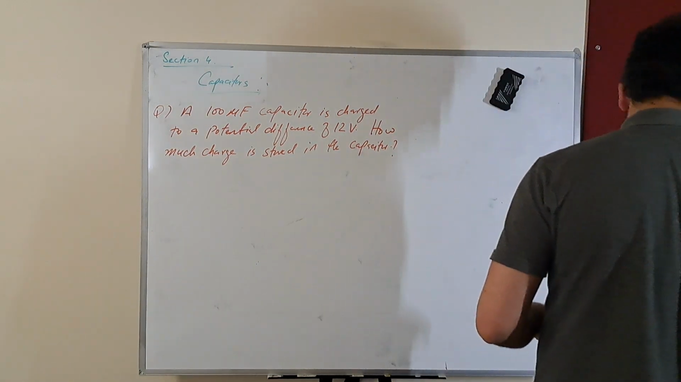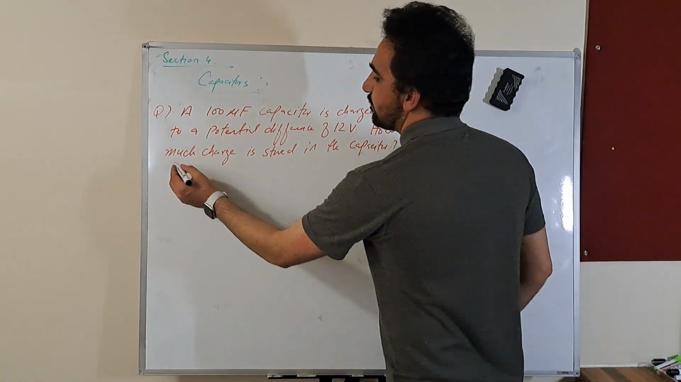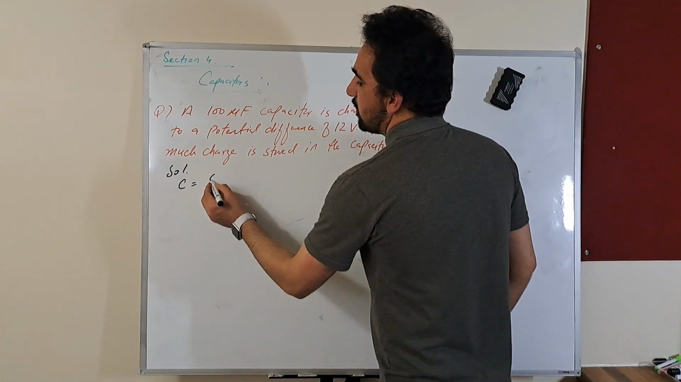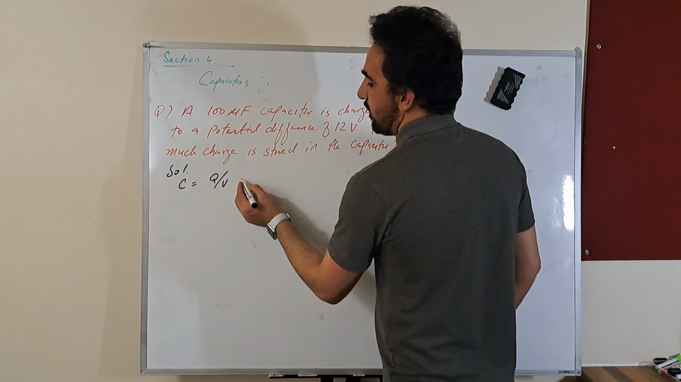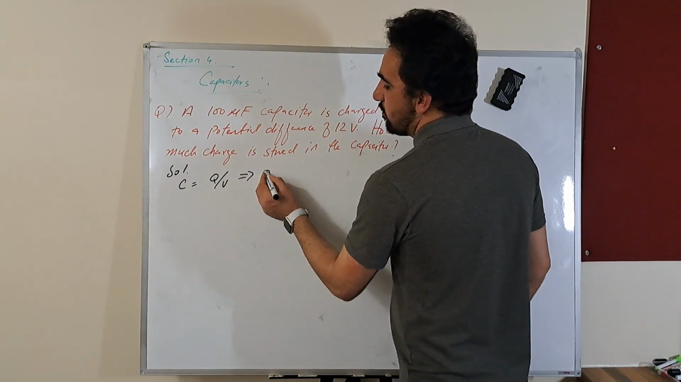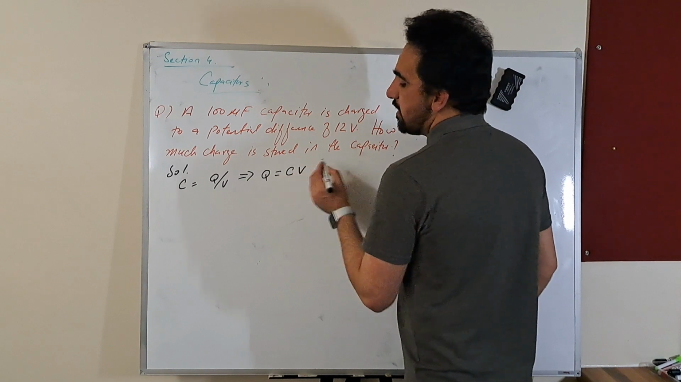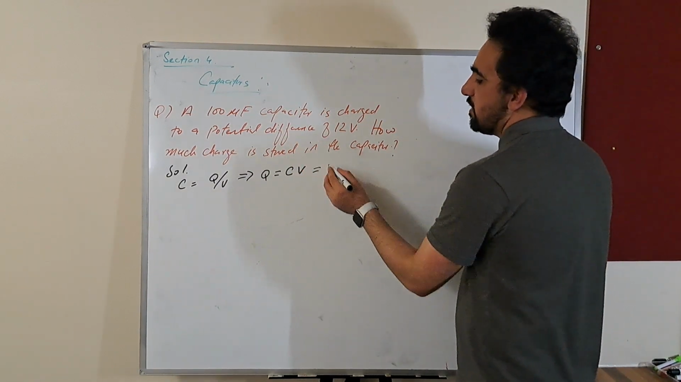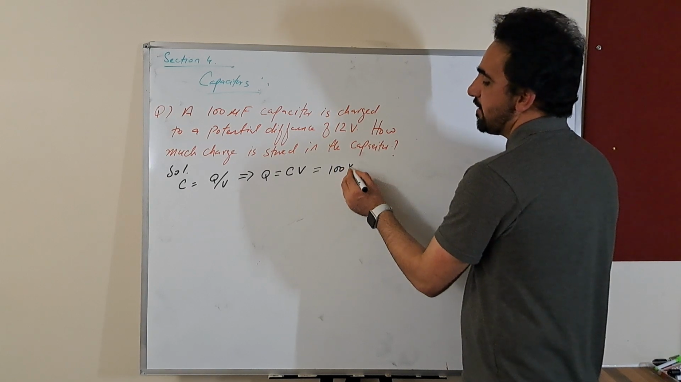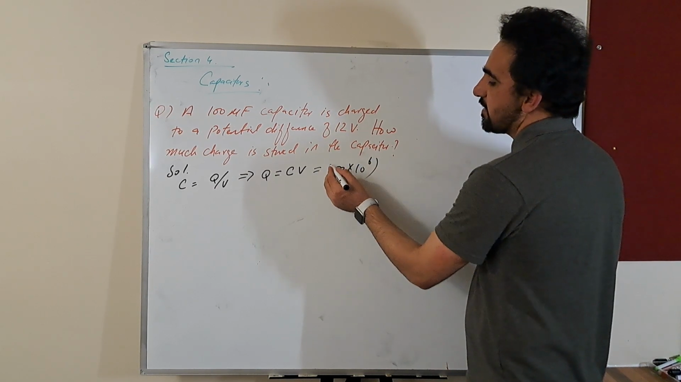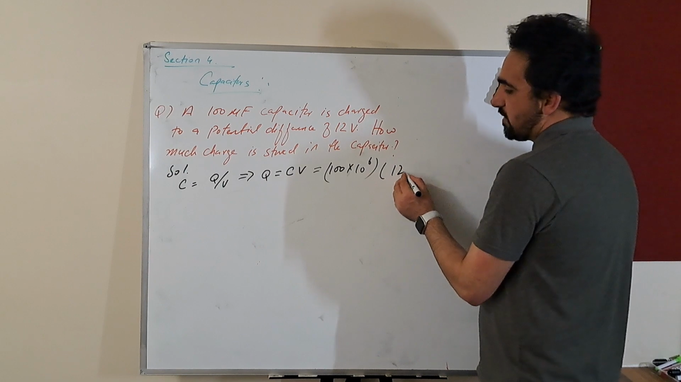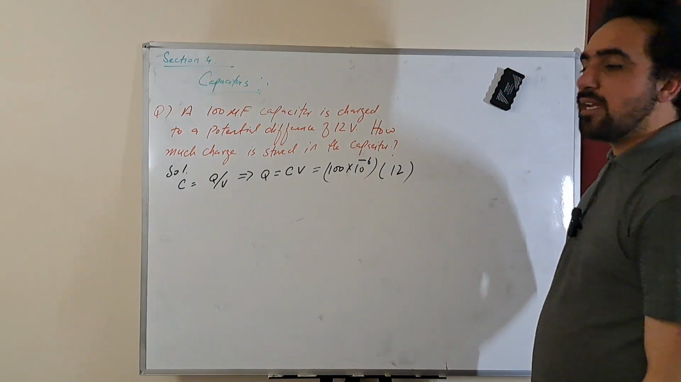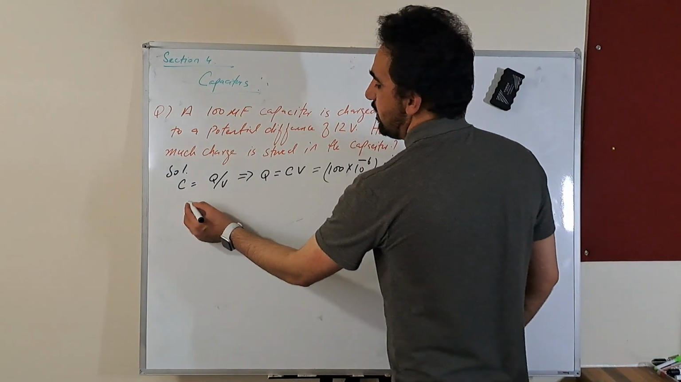Solution. So we got C is equal to Q divided by V, and from here Q is equal to C times V. Okay, so C is 100 microfarad, 100 times 10 to the power minus 6, and potential difference is 12, and that's the amount of charge that has been stored.